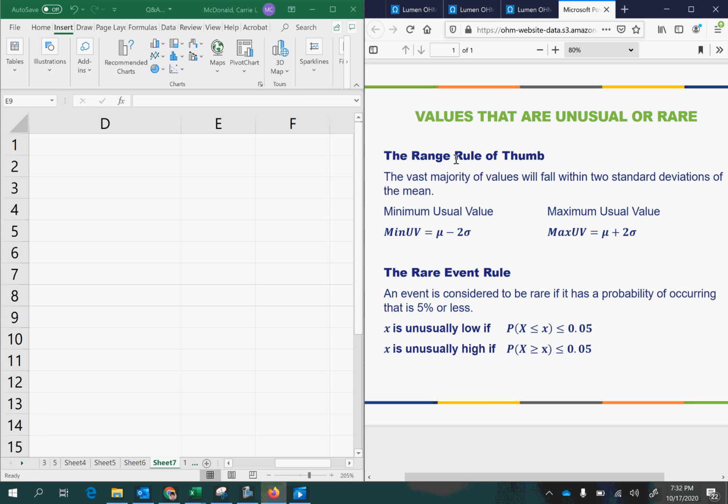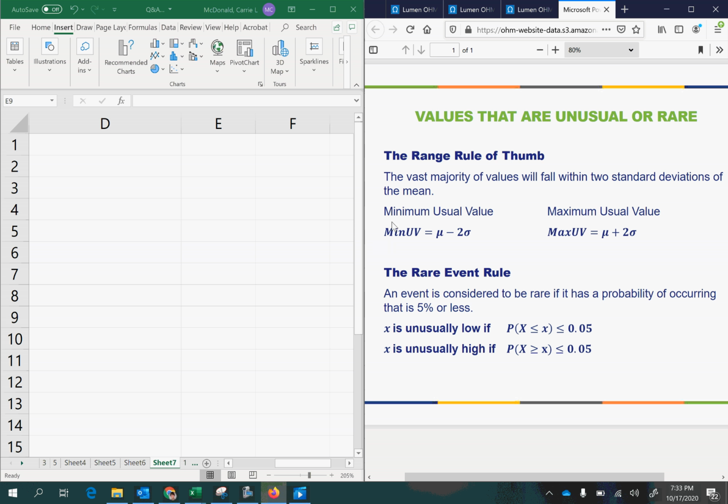One of the rules is the range rule of thumb. The other is the rare event rule. Depending on which one you use, you will get the same answer either way. And for this question, it's a little simpler to use the range rule of thumb. In a previous video, I showed how to use the rare event rule. But for this, we can also use the range rule of thumb.